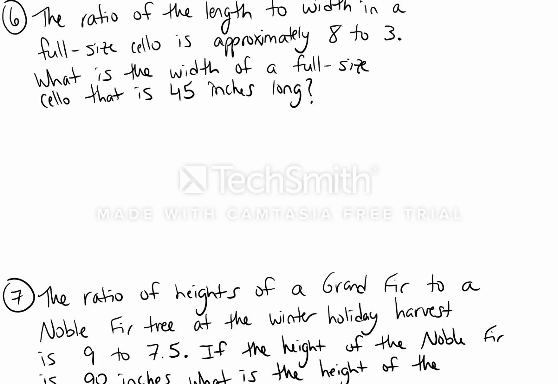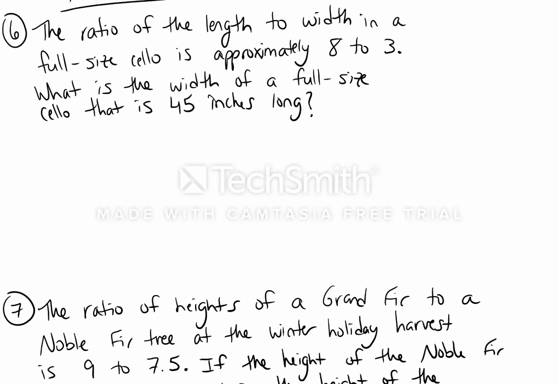Problem 6 says the ratio of the length to the width in a full-size cello is approximately 8 to 3. What is the width of a full-size cello that is 45 inches long? So we're going to have to set up a proportion here. Our ratio that we're first given is 8 over 3, or 8 to 3.